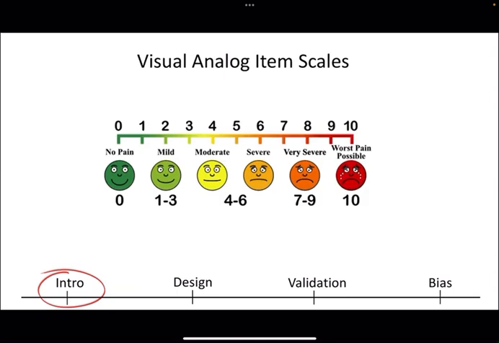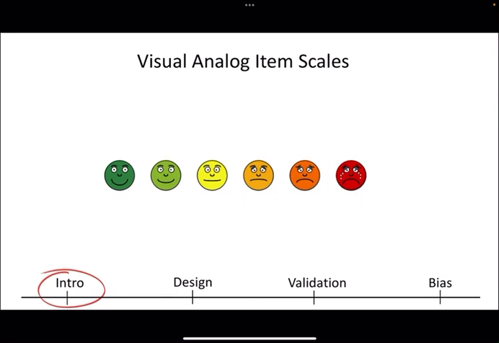Visual analog scales are neat because, let's just say you're a really little kid that doesn't know how to read, so you can't read no pain, mild, moderate, and maybe you can't even count. That's okay, because the FACES scale is pretty understandable to most ages, and then that kid can describe the pain they're feeling in a way that they might not have been able to without this visual analog.